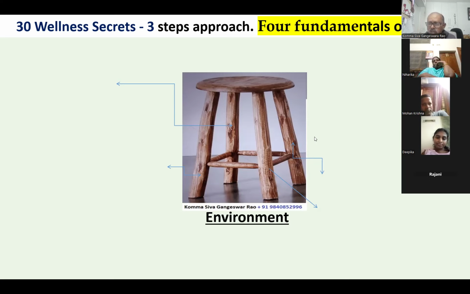Anybody experience of having a kidney stone problem? I had the problem. I had a kidney stone problem. What happens? How many days can you go without urine? Without urinating, how many days can you stay?